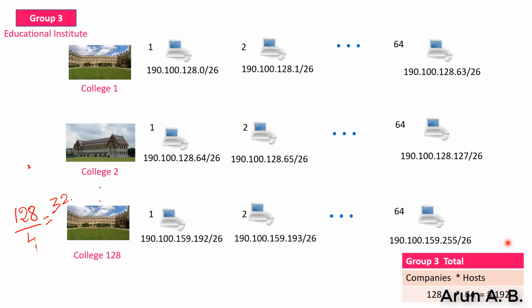So in this one, the total number of IP addresses assigned for group 3, that is the total number of colleges, will be equal to 128 multiplied by the total number of hosts in one single college, that is 64. That will give me 8192.